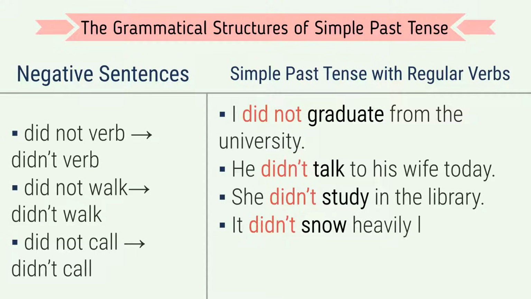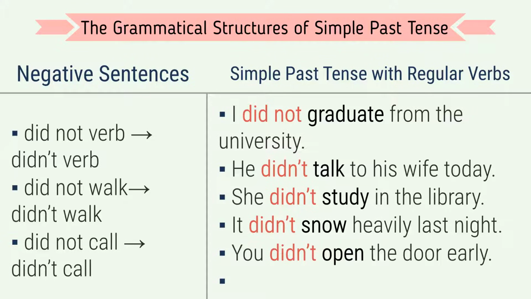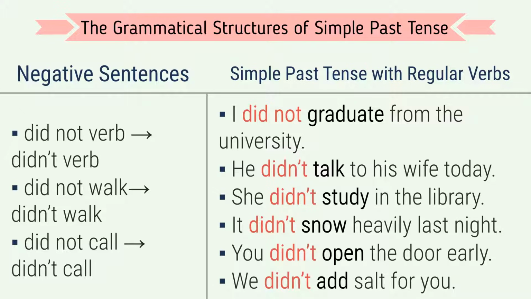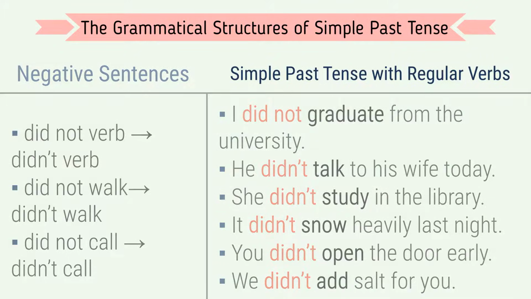Or, he didn't talk to his wife today. She didn't study in the library. It didn't snow heavily last night. You didn't open the door early. We didn't add salt for you. So did not becomes didn't plus our verb in the verb one form.